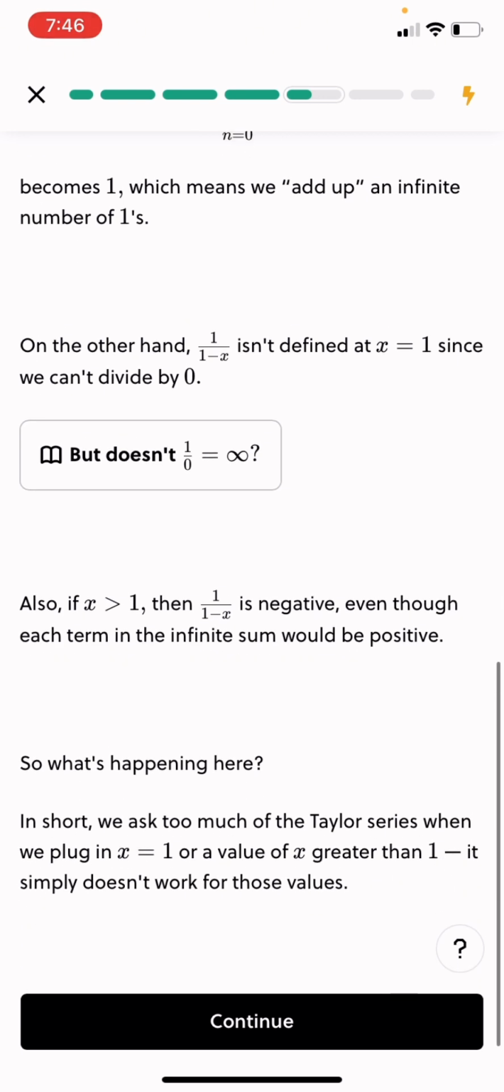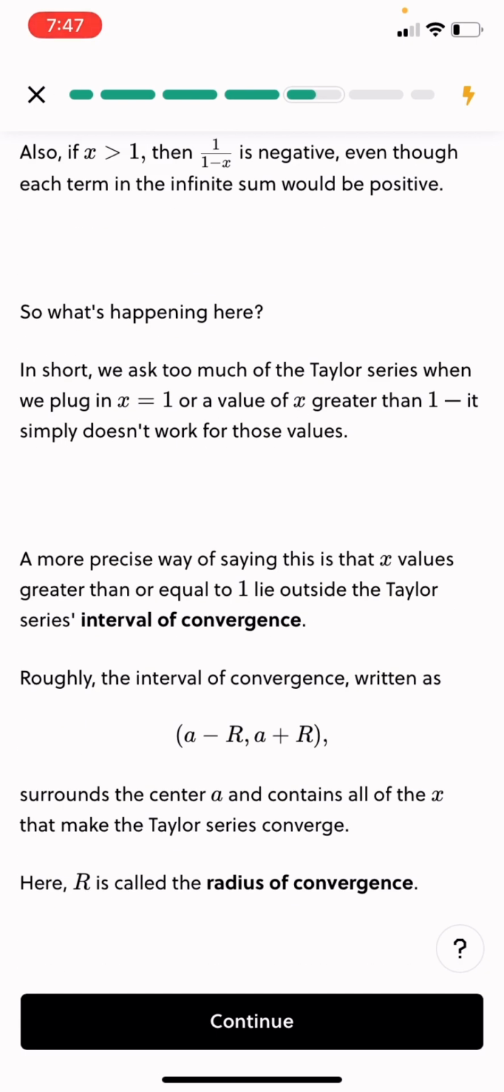So what's happening here? In short, we ask too much of the Taylor series when we plug in x equals 1 or any value greater than 1. It simply doesn't work for those values. So it kind of messes it up, but that's going to happen a lot in actual calculus, so we need a way of solving that.